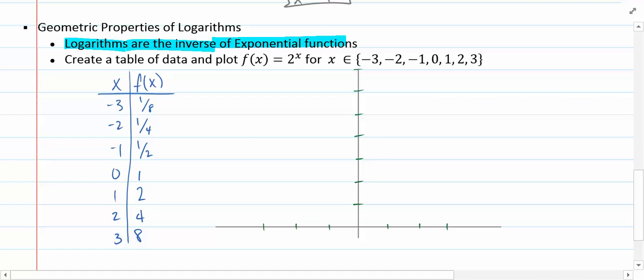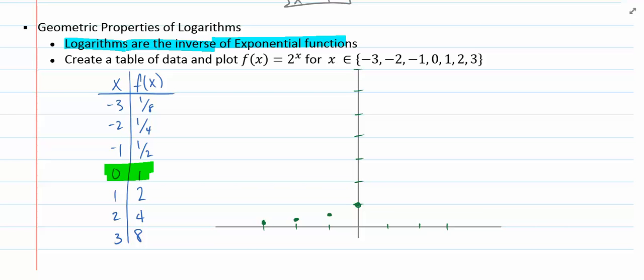We have a series of values. Now let's plot them in a graph. When x is equal to -3, we have a y value or a function value of 1/8. That's very close to the x-axis. The value at -2 is 1/4, just slightly higher. At -1, we have a value of 1/2. At 0, we have a value of 1. This is that common point for all basic exponential functions.